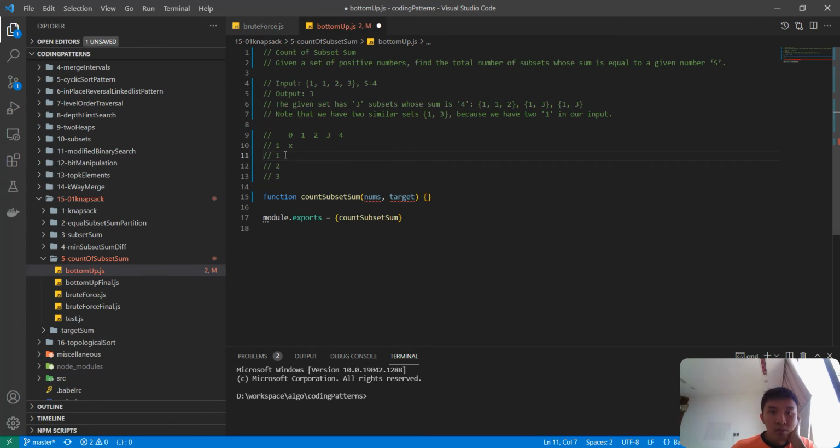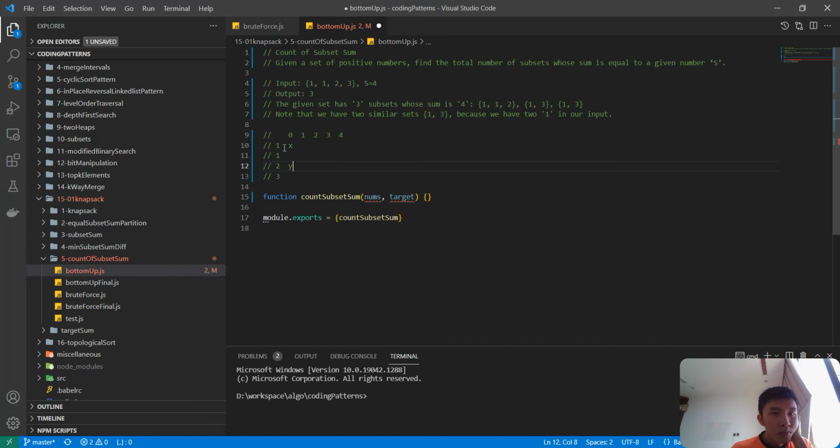Another subproblem would be, for example, here in this cell: our goal is to find the total subsets that sum up to 0, considering a set of positive numbers which are 2, 1, and so on and so forth.